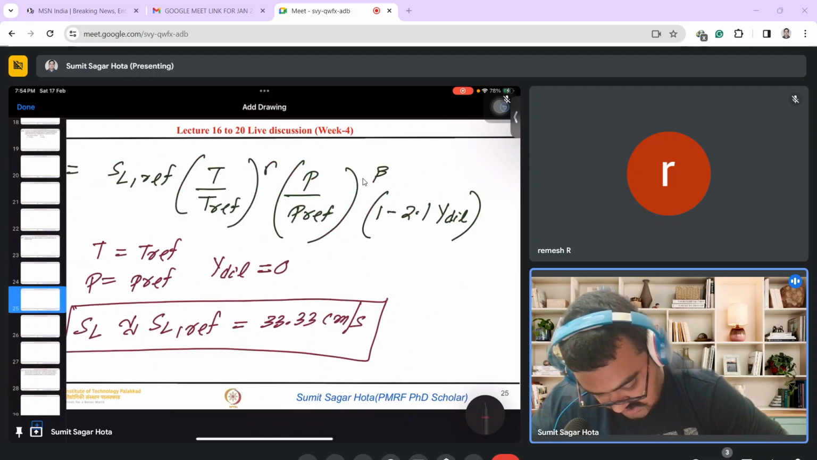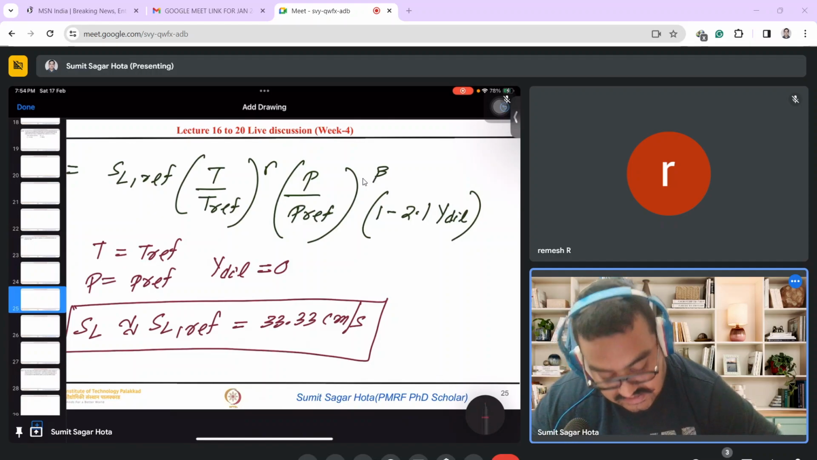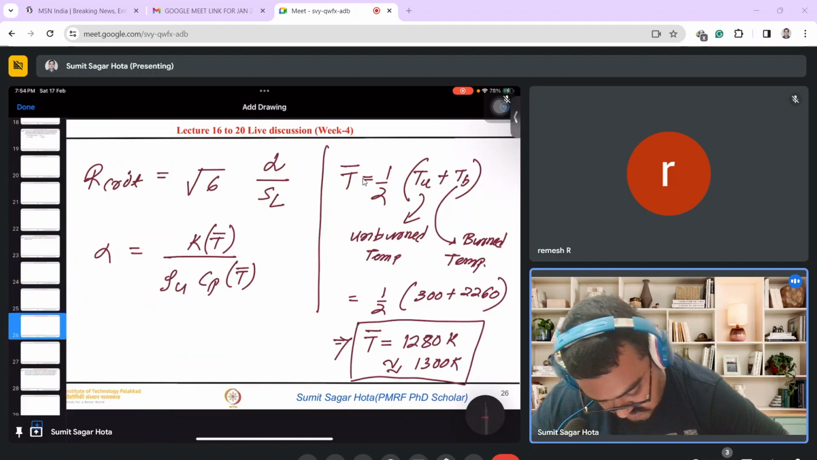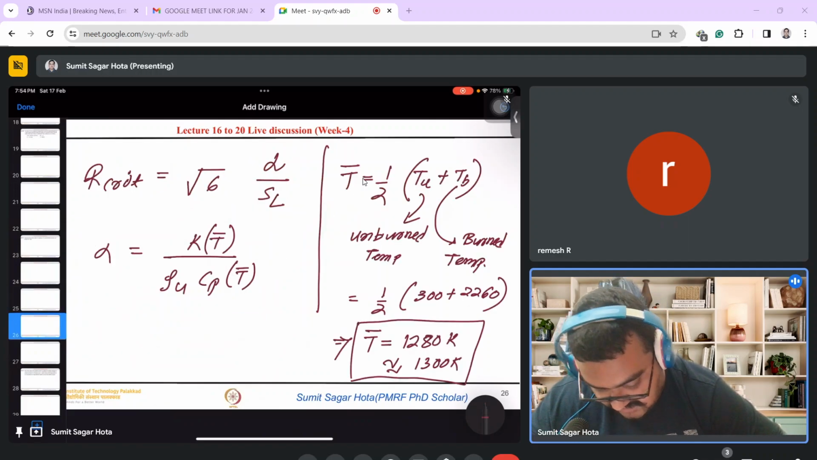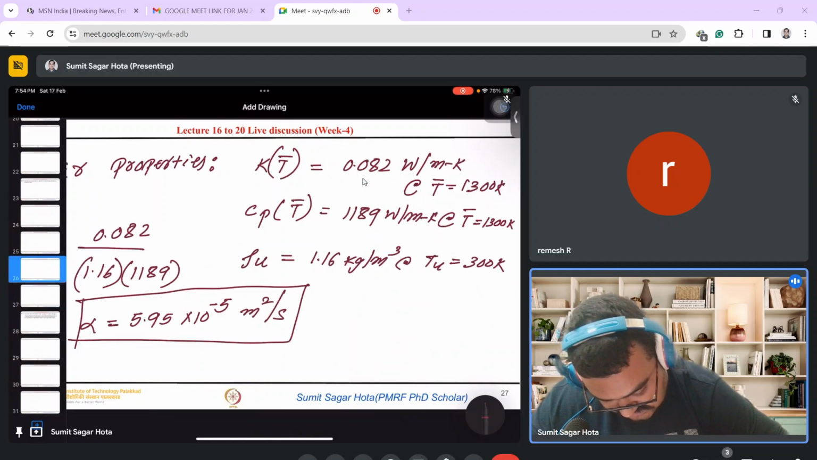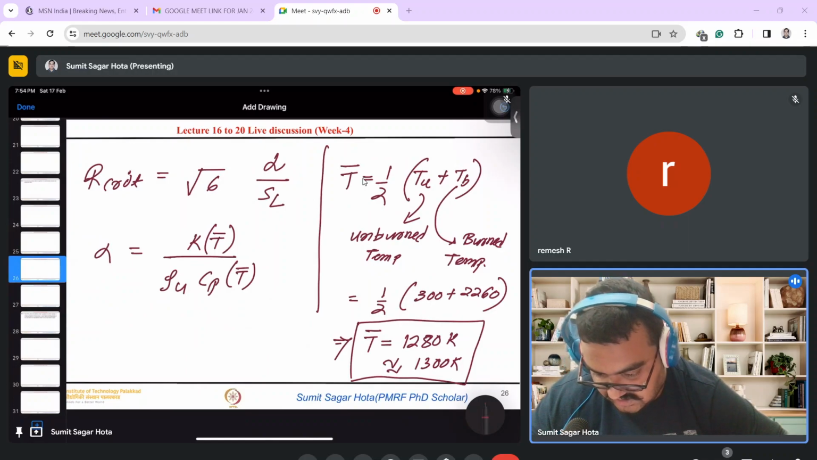Then they'll ask you what is SL if your T equals T_ref, P equals P_ref, and Y dilution equals 0. This is one question. Then they will ask you what is alpha, the thermal diffusivity, if Tu and Tb are given. Then when you have all these data, they will ask you the critical radius, R critical. That's one more question.